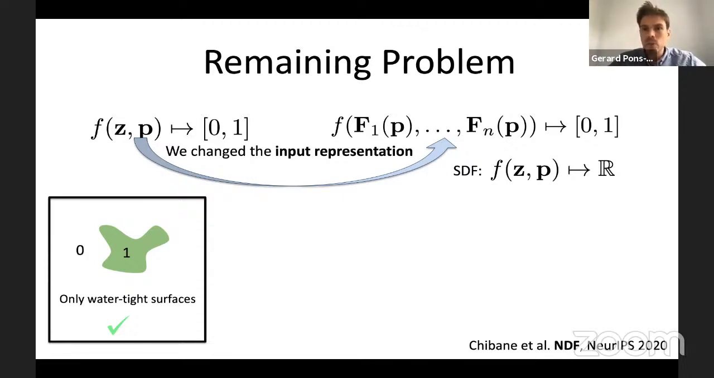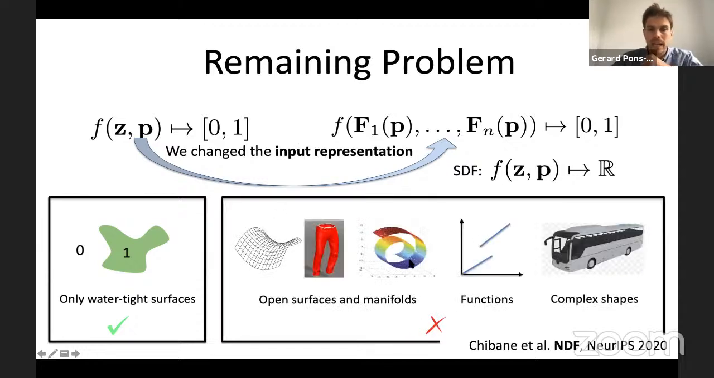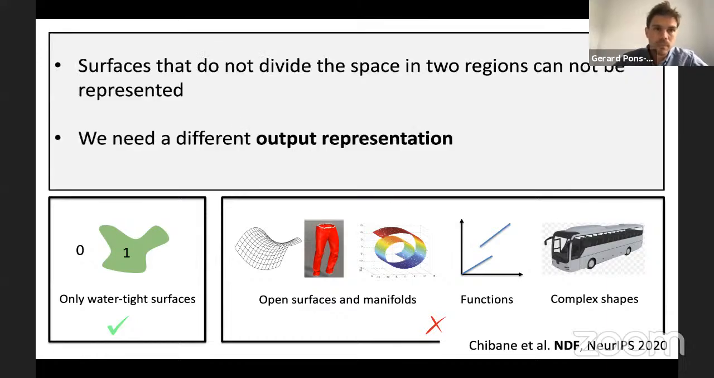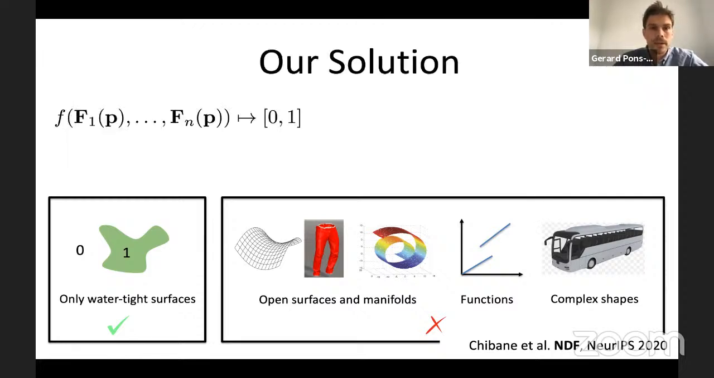And for this, we need to change not the input representation, which is what we changed until now, but we also need to change the output representation. This is because all these kinds of shapes I was describing before, open surfaces, manifolds, and complex shapes with inner structures, cannot be represented with these SDF and occupancy-based models. Surfaces that do not divide the space into two regions cannot be represented, and we need a different output representation. So our solution is again super simple, but also very effective.